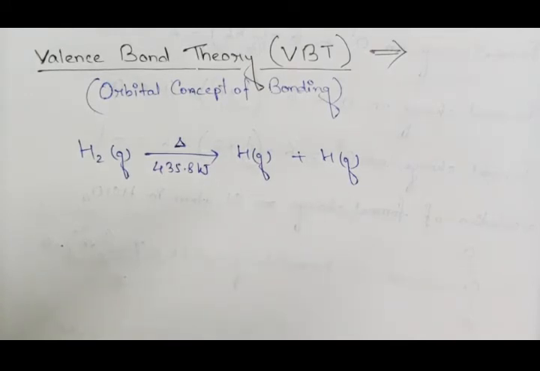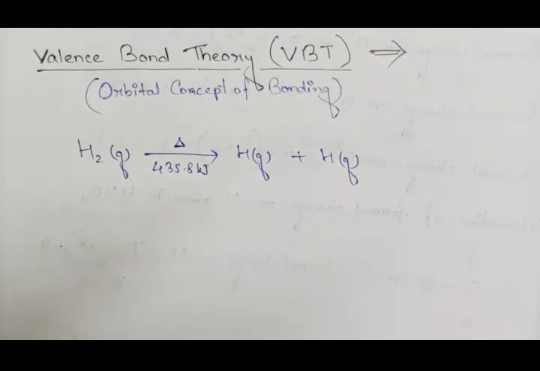So in other words, we can say that a molecule of hydrogen has lower energy than the hydrogen atoms. Clear? Now let's see how this lowering of energy occurs when the two hydrogen atoms become a hydrogen molecule.